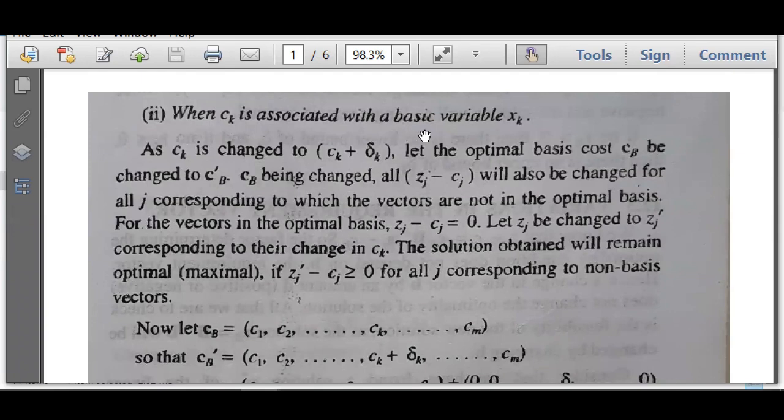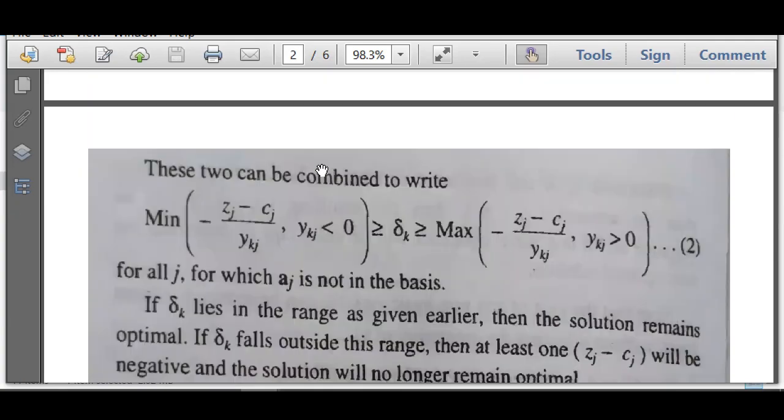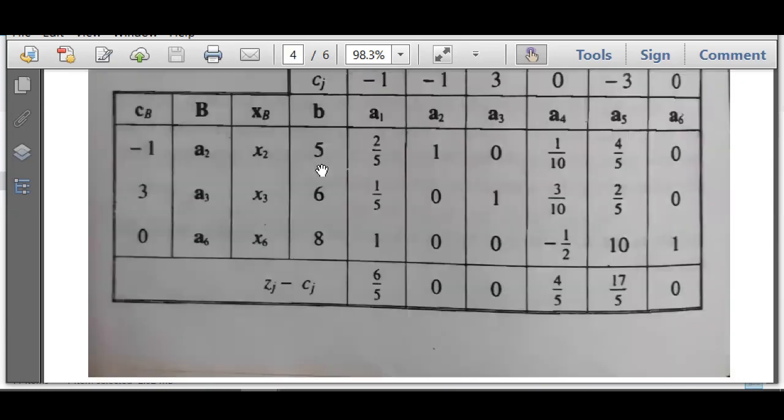When ck is associated with the basic variable xk, again we are considering the same thing: ck is changed to ck plus del k. Let the optimal basis cost cb be changed to cb dashed. Obviously this will now happen because we are now considering the basic variables, and the basic variables are part of the optimal solution, the non-zero part obviously. So if you are now changing ck to ck plus del k, then definitely that will be affecting the cb in this table. Let me just refer to this table once again here.